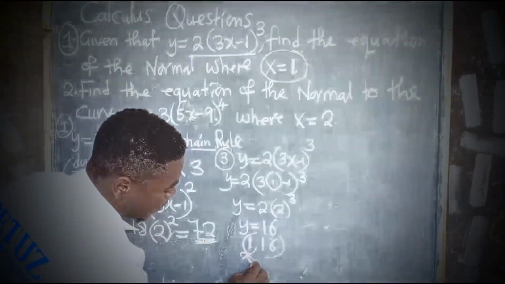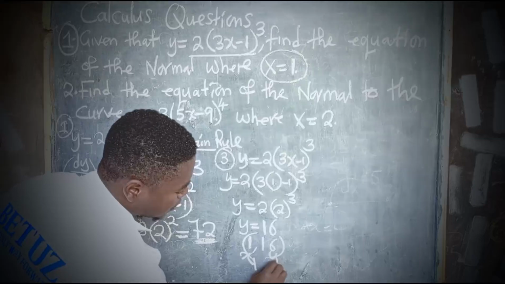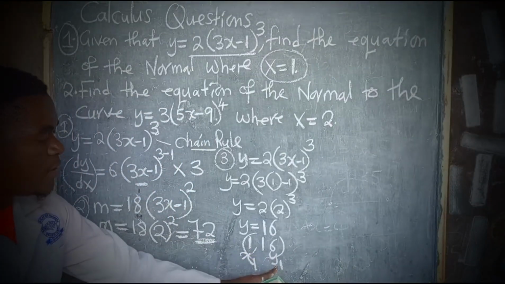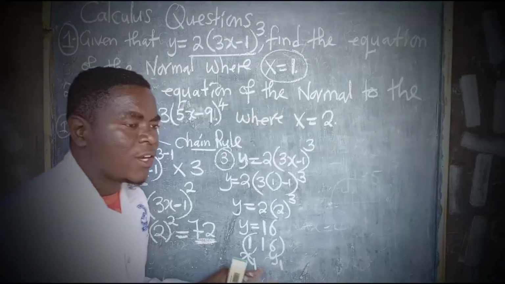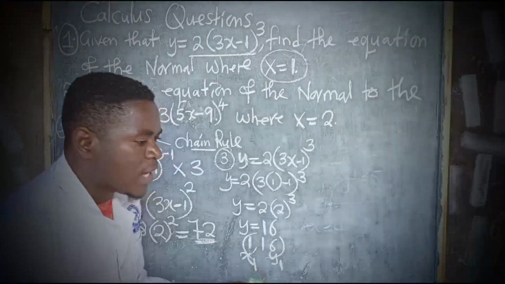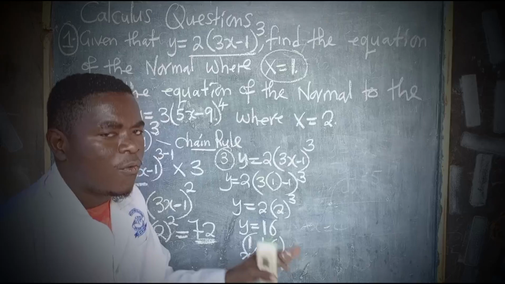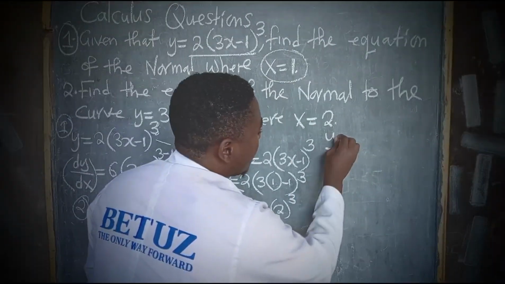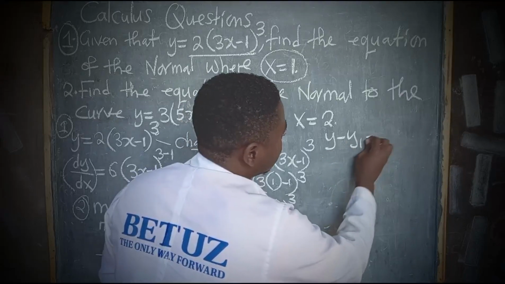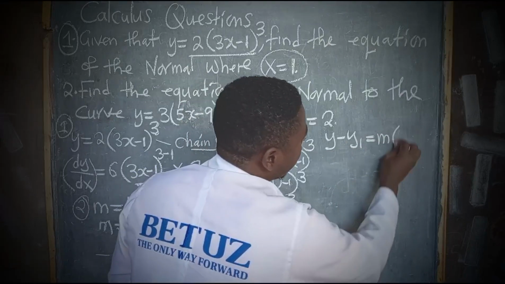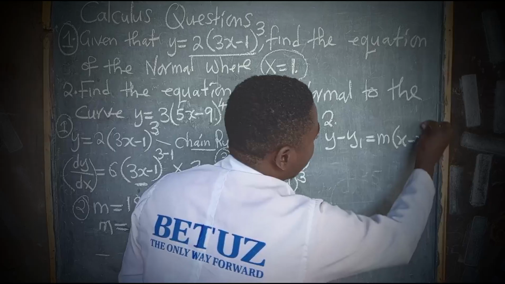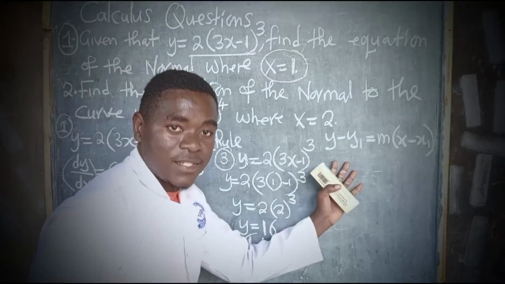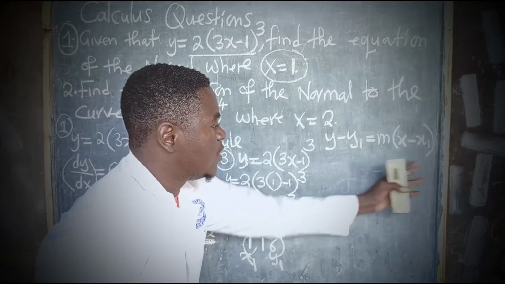We say this is x1, this is y1. After I find the coordinate, I now need to write the general equation of all straight lines, which is y minus y1 is equal to m times (x minus x1). So I want you to get this. This is the general equation of all straight lines.